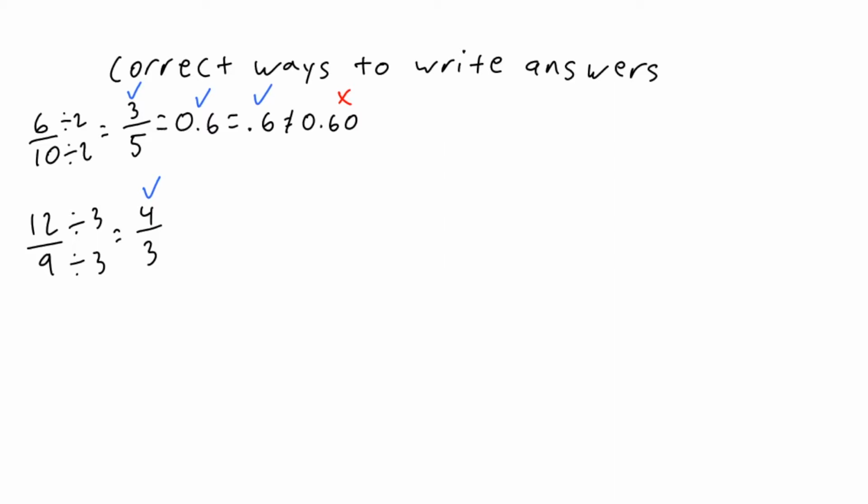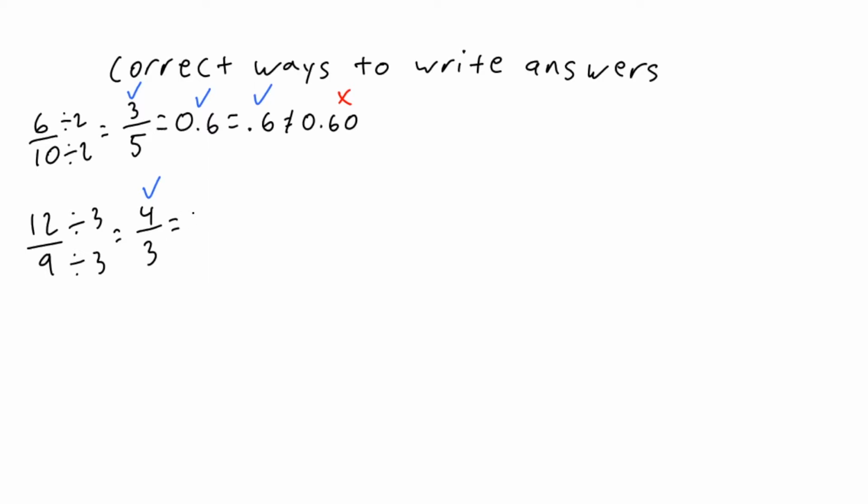So what if we want to turn it into a mixed number? Well, it's 4/3. So 3/3 is 1. So we look at how many 3's make up 4. Well, just 1.